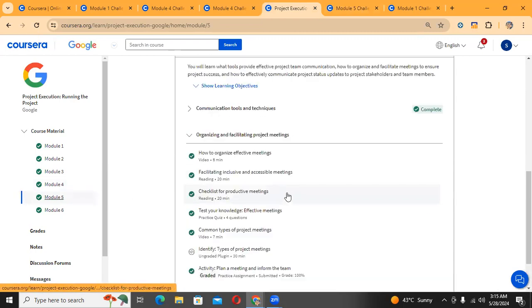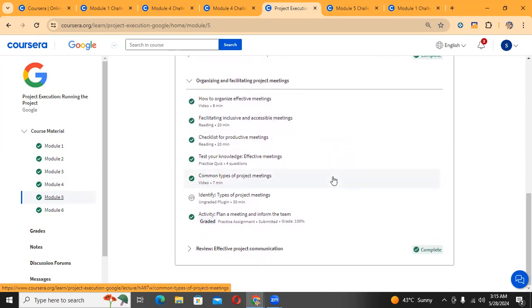In the fifth module, effective project communication. This module teaches how to facilitate communication with your project team and the stakeholders. So you will learn about the different communication tools, how to organize and how to lead productive meetings.